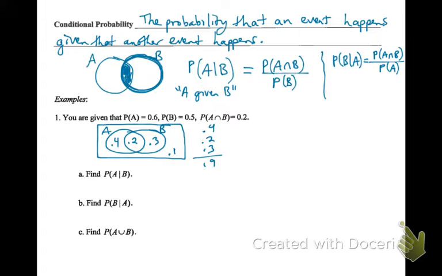So find the probability of A given B. You want to look to see where their intersection is. In this case, it's 0.2. And you divide by the total of B, so the entire thing is 0.5. 0.2 divided by 0.5 is 0.4. So the probability of A given B is 0.4.